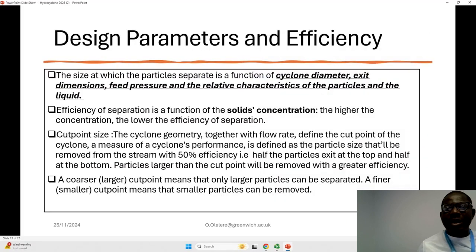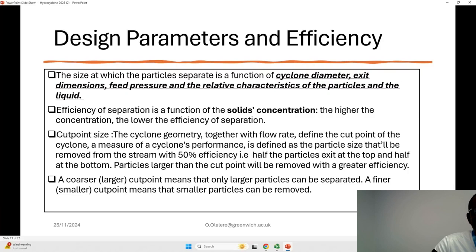Now, design parameters and efficiency. The size at which the particle separates is a function of cyclone diameter, exit diameter, feed pressure, and relative characteristics of the particles and the liquid. So the efficiency of separation is a function of the solid concentration. The higher the concentration, the lower the efficiency. It means the slurry will be too thick, and because it's too thick, the efficiency of separation will be lower.